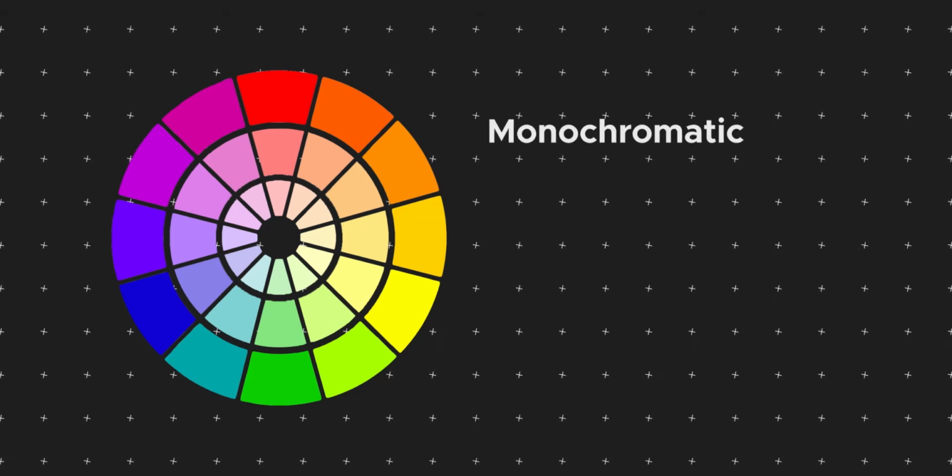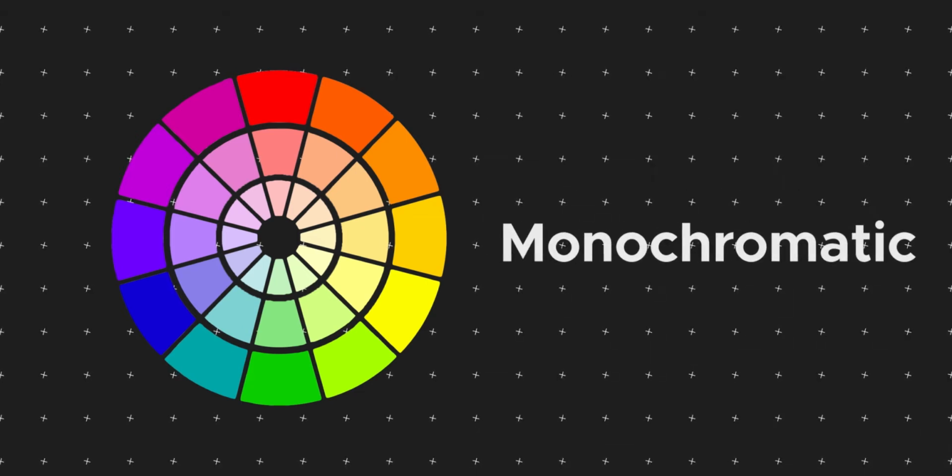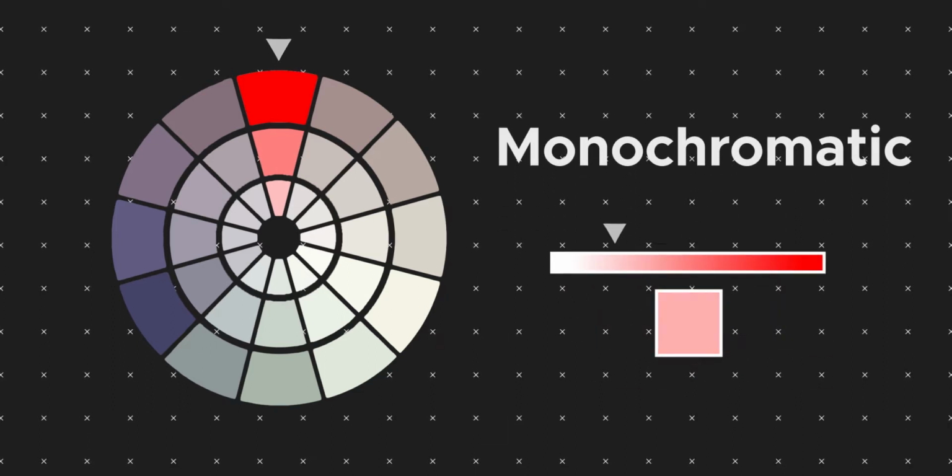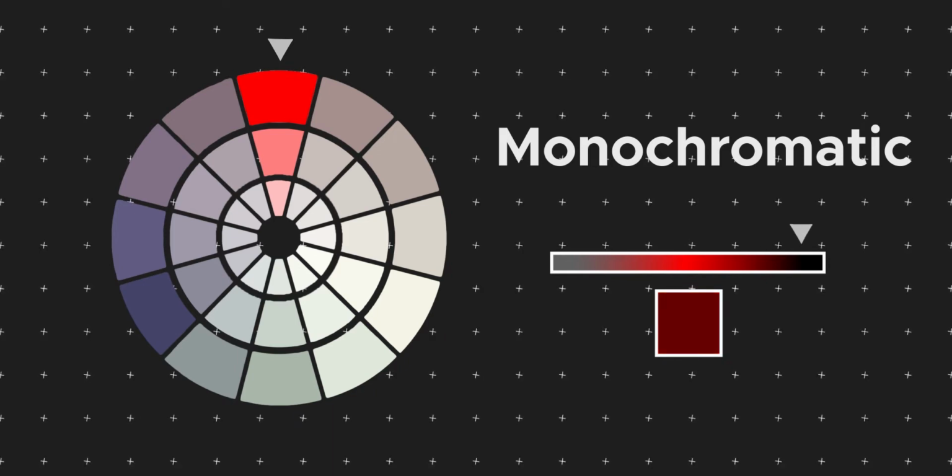The first one, monochromatic. Monochromatic colors are all the colors derived from a single base hue and extended using its shades, tones, and tints. Tints are achieved by adding white, while shades are adding more gray to the color, and tones are achieved by adding black.